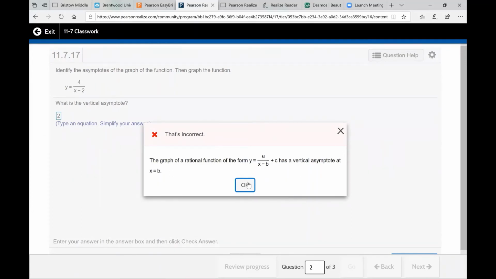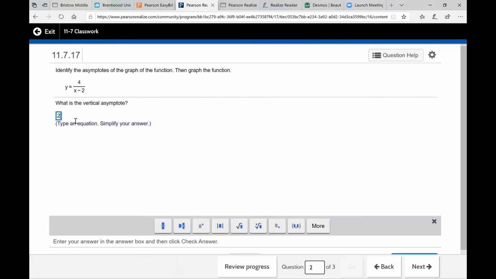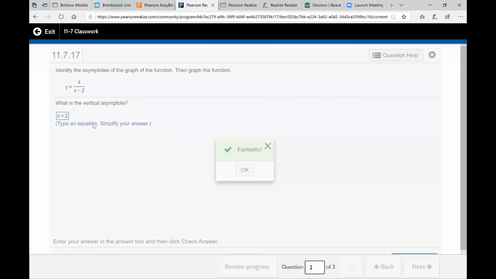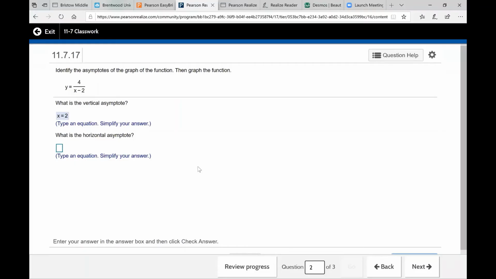Oh, and what is this? For the first time ever, Digits actually wants you to put X equals in front of your answer. So in order for you to get this right, you can't just put the number. You have to put X equals your value. So there's my vertical asymptote.